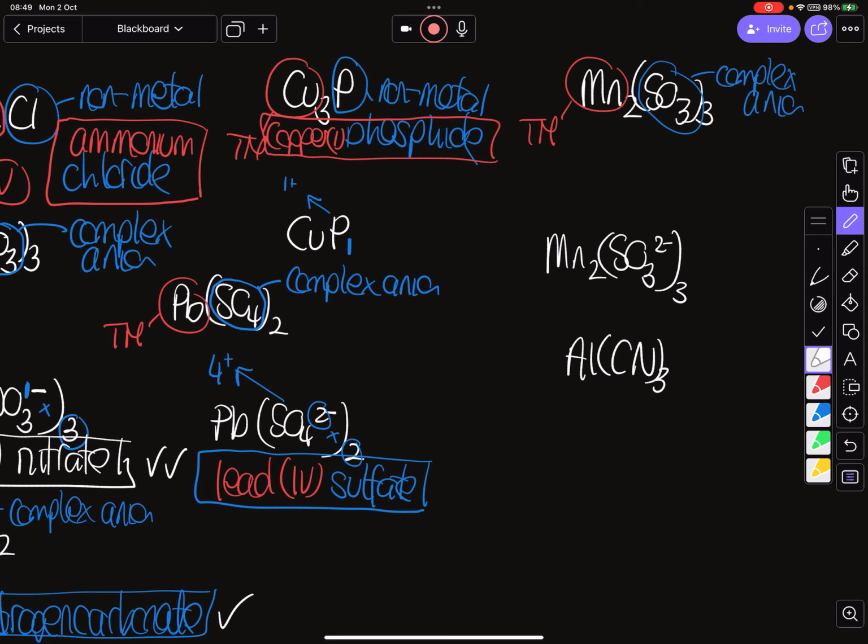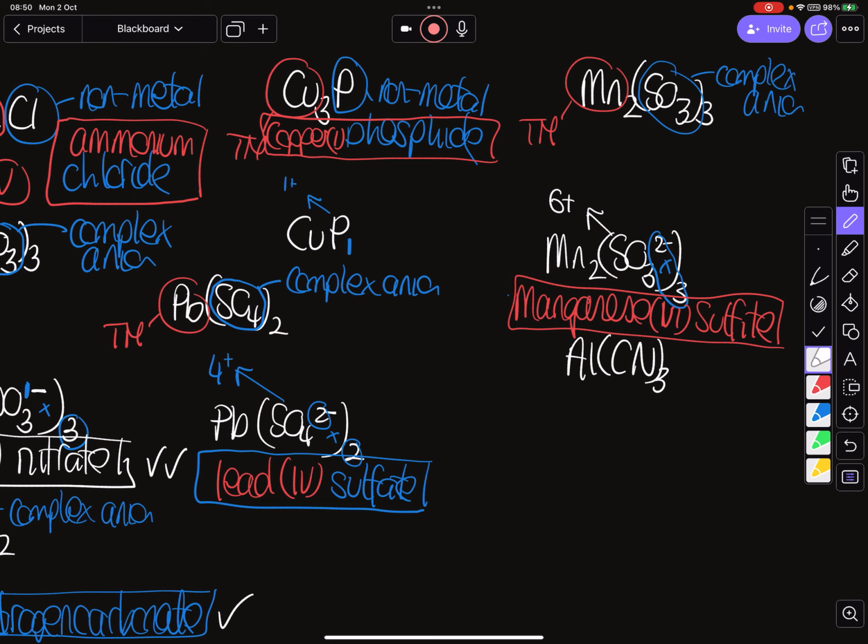So 2 by 3 is 6 is what we're going to drop up. Okay, so this becomes a little multiplication. So when we write the name of this, it's going to be written as manganese. So note it's not magnesium. Manganese 6 sulfite.